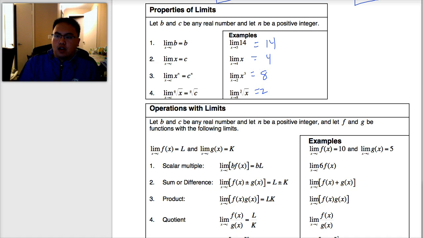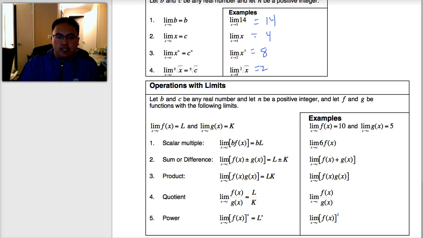Okay. Operations are very simple. Basically, if I multiply by a number, I could just multiply the number. If I'm adding or subtracting limits, I could just add or subtract the answers. If I'm multiplying or dividing, I could just multiply or divide the answers. And then same thing with the power, I could just raise it to a power.